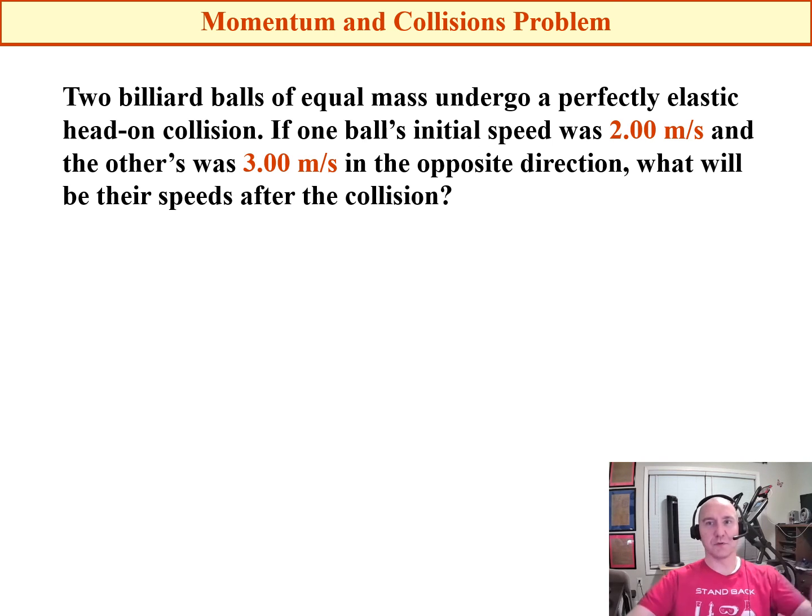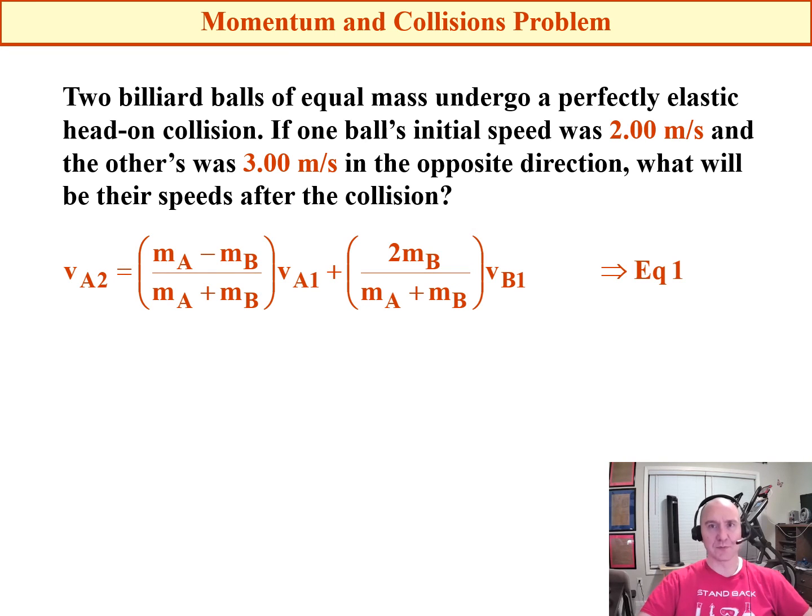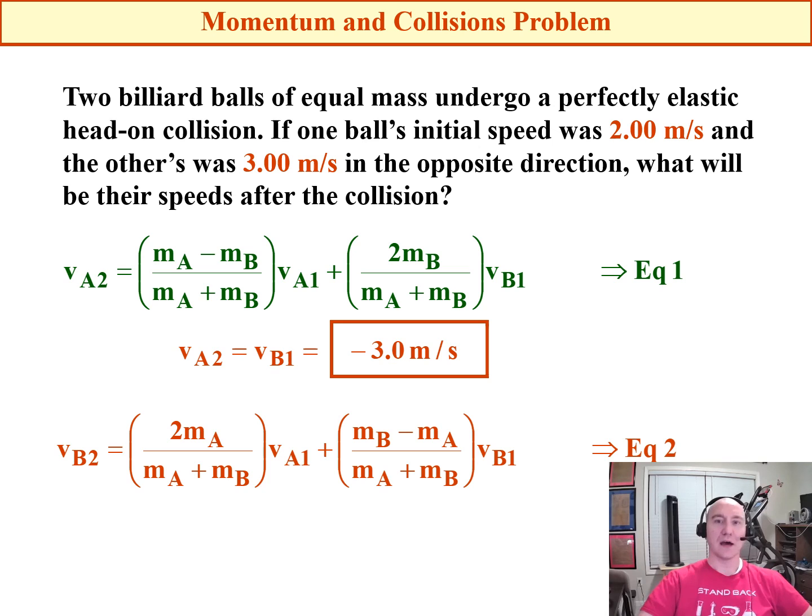All right, so just as we mentioned before, two objects that collide elastically, if they have the same mass, literally switch their two velocities. So the velocity of the first billiard ball that was moving at 2 meters per second is now going to be negative 3 meters per second. And the velocity of the second billiard ball that was moving at negative 3 meters per second is now going to be equal to 2 meters per second.